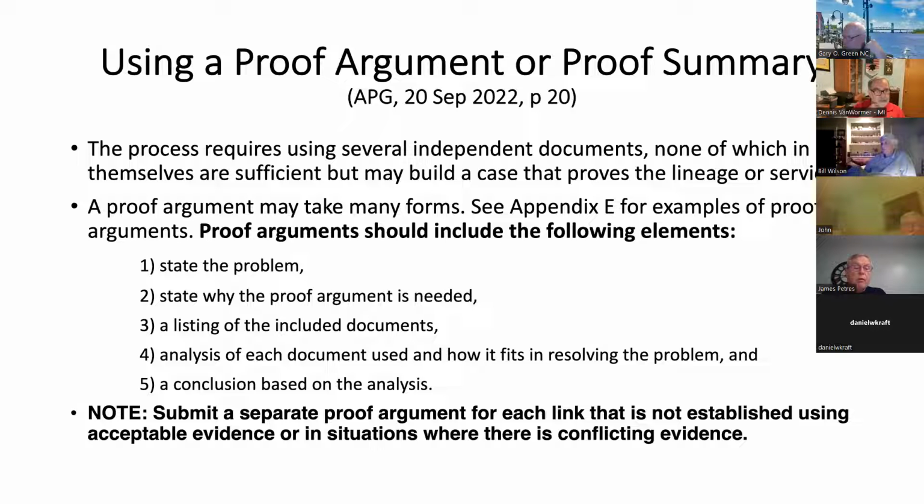If you've got 3 different generational links that you need to do a proof argument for, you don't wrap them all up into one proof argument and make the poor staff genealogist try to figure out which is which. You do a proof argument for one link. And if you have more links that need proof arguments, you do separate proof arguments for each link so that it's clear to all reviewers which documents and what narrative is for that situation.